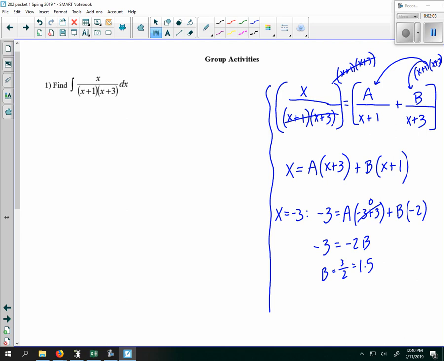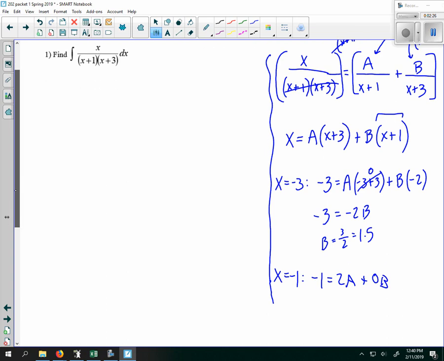And then for my other value of x, we should choose a value that will make this parentheses become 0. So maybe x equals -1. So I have -1 equals a times (-1 plus 3), which is 2. So 2a plus 0b. And so a is going to be -1/2.